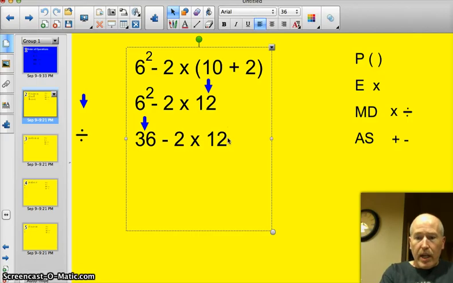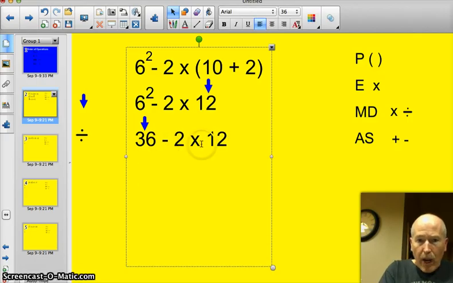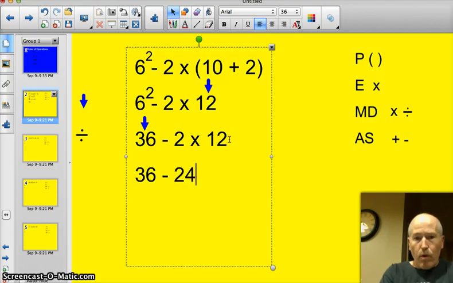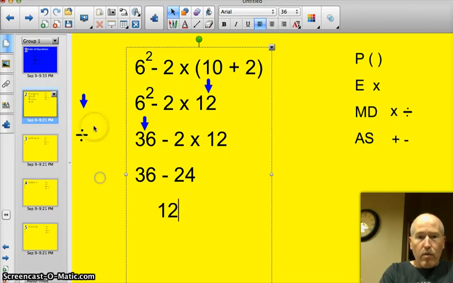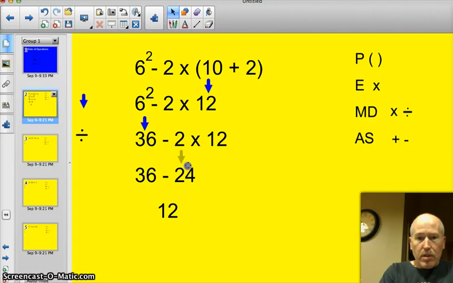All right, let's see, my next step, I've got subtraction and I've got multiplication. So I did parentheses and exponents. Multiplication comes first. So I'm going to just leave that 36 and copy that down. 36 minus 2 times 12 is 24. And if I subtract those, 36 minus 24, that is 12. So those are my last 2 steps. I solved the 2 times 12, and then I solved the subtraction problem. And that's my first problem.